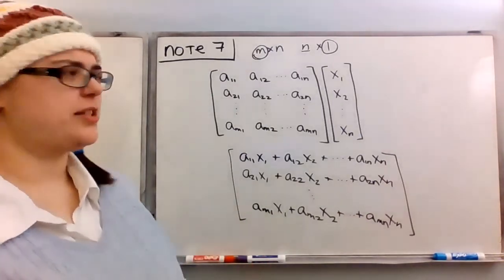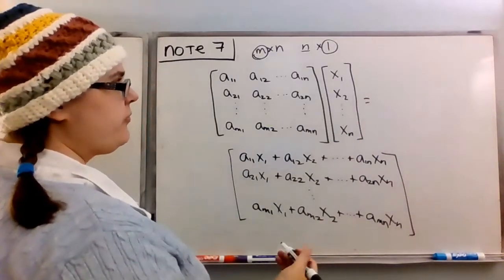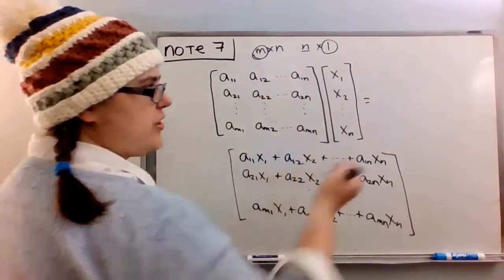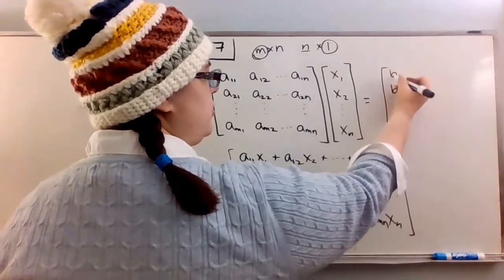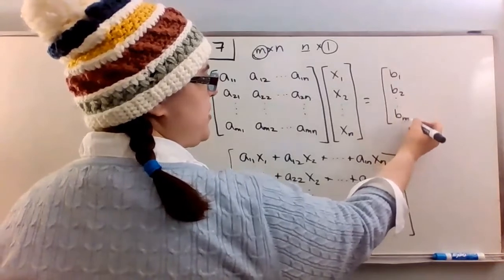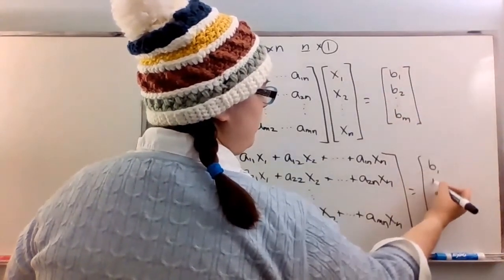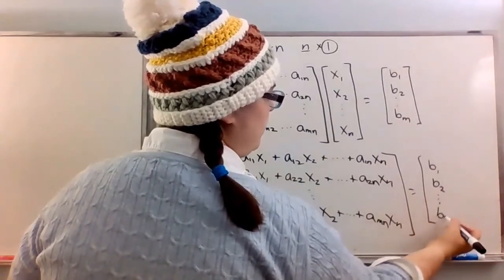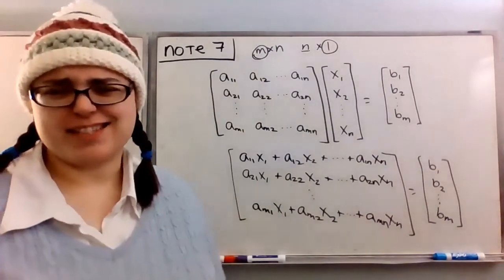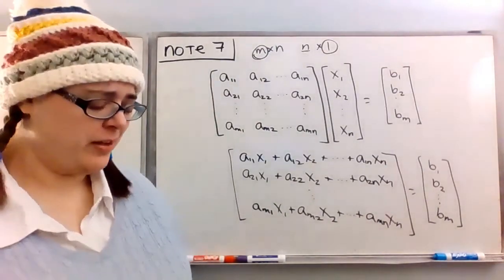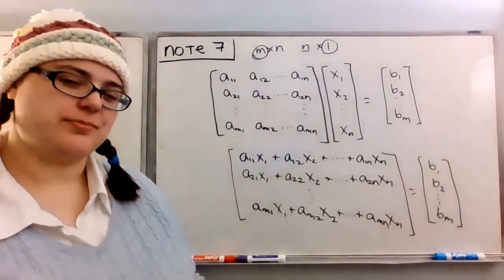Now, if we wanted to, we could say that this is going to equal an m by 1 matrix. So let's say this is equal to B1, B2, all the way down to B sub m. And there's nothing saying we can't represent it this way, right? So we can. Do you see why I might want to?